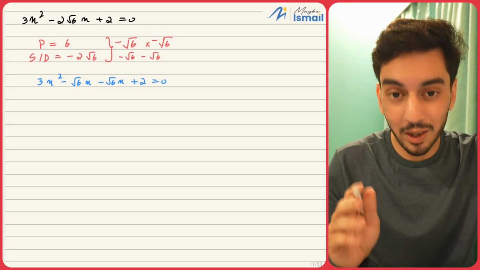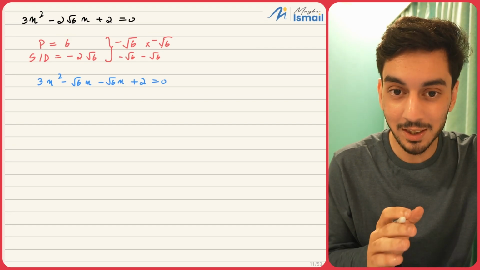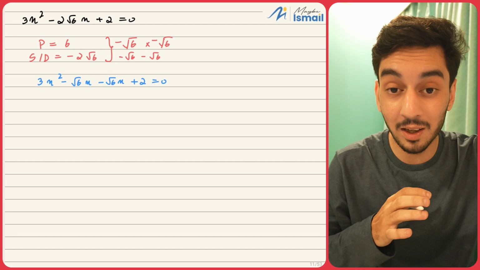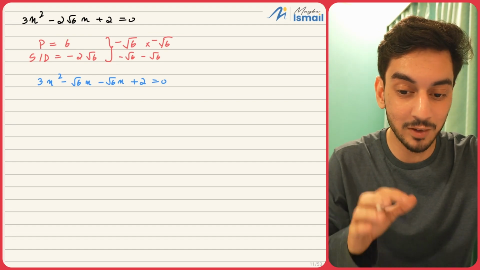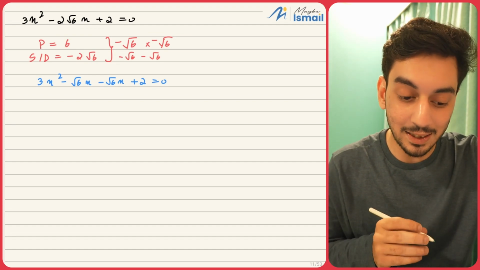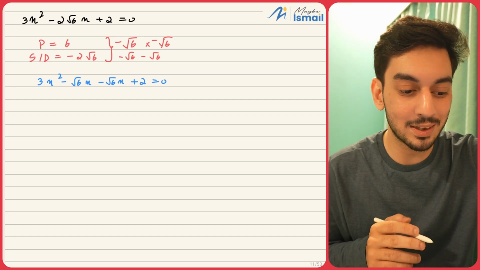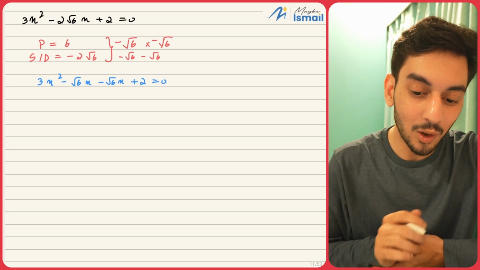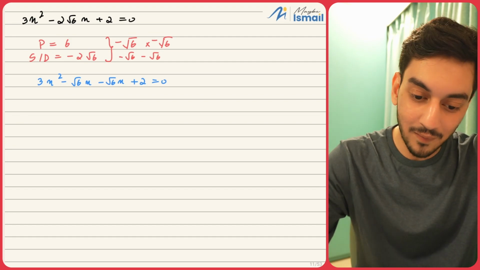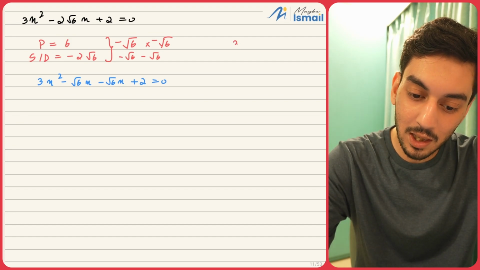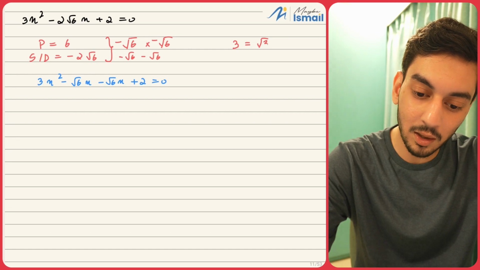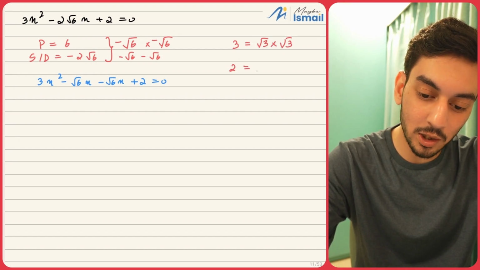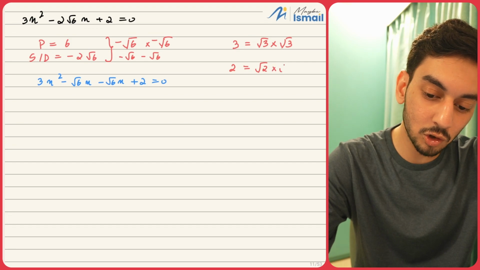This was not the difficult part of the question. This was very easy, trust me. The real challenging part which people fear the most is this part which I'm going to do right now. That is how to take common stuff from the first and the second term and from the third and the fourth term. Let me make it very clear that 3 is actually root 3 times root 3 and 2 is actually root 2 times root 2.